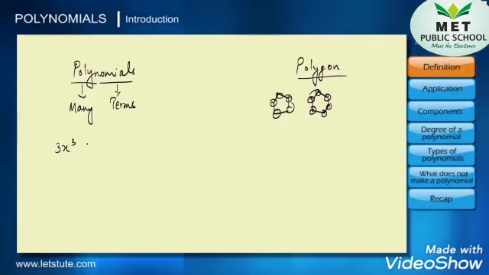Here is an example. 3x cube plus 9x square minus 2x minus 7. Here you can see it is having 4 terms. That's why it is called a polynomial.